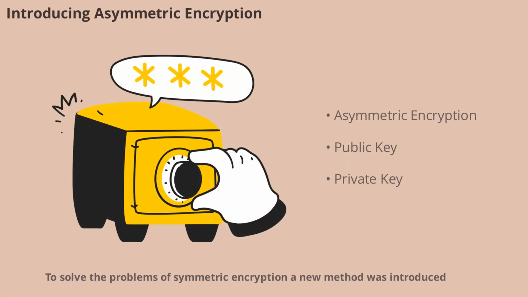To solve the problems of symmetric encryption, a new method was introduced: asymmetric encryption. Instead of relying on one shared secret key, asymmetric encryption uses two keys: a public key, which anyone can know, and a private key, which is kept secret. This approach eliminates the need for secure key sharing and simplifies key management, making it ideal for large-scale systems. Asymmetric encryption is the foundation of modern secure communication.